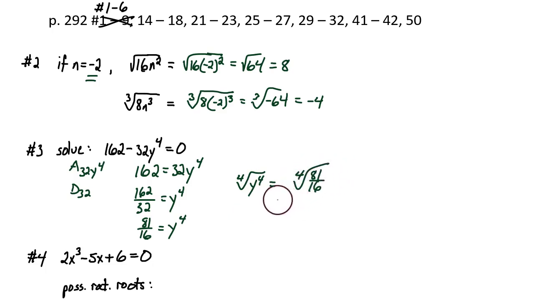Now when we studied roots, we said that any root that has an even index will have two possible solutions. So we need the positive and negative sign. If the root that we were taking had an odd index, then we would not need a positive and negative sign. This makes y, and on this side we get positive or negative 3 over 2, because the fourth root of 81 is 3, and the fourth root of 16 is 2.